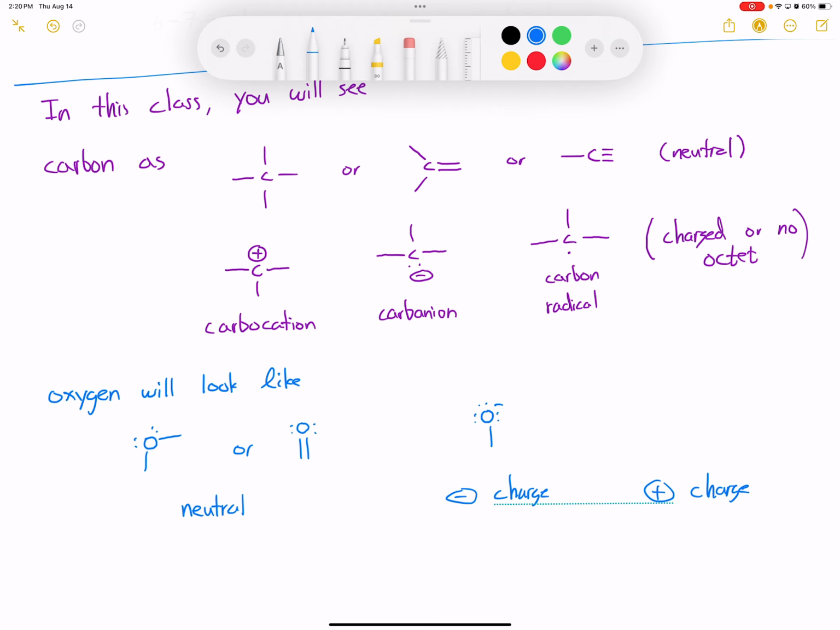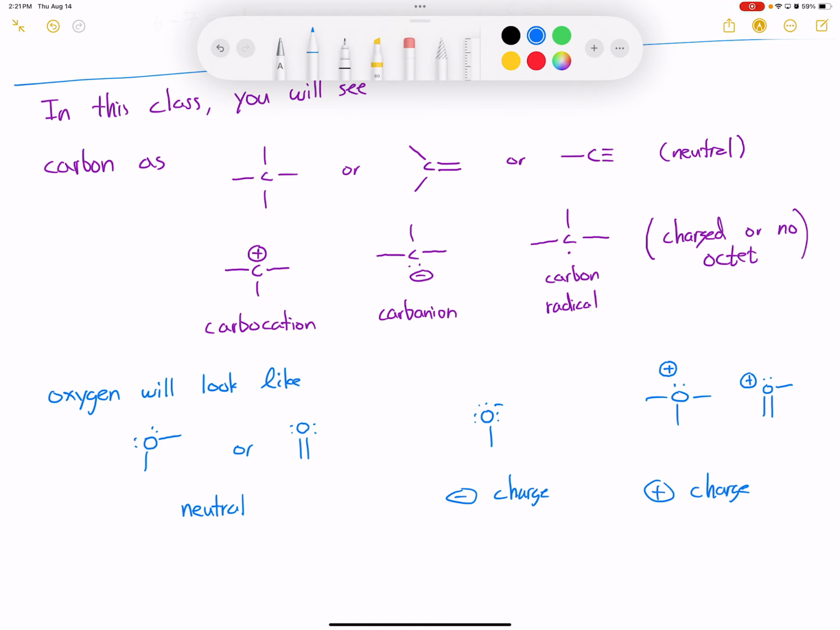There's 2 forms oxygen will take. This is called an oxonium ion because it's positively charged. And this one is, man, I'm forgetting what this one's called, but I think this one's also oxonium ion, but it's from a double bonded oxygen. So those are pretty common too. Okay, so that's for oxygen. Not as many flavors as carbon, but nonetheless, you'll see oxygen like this.